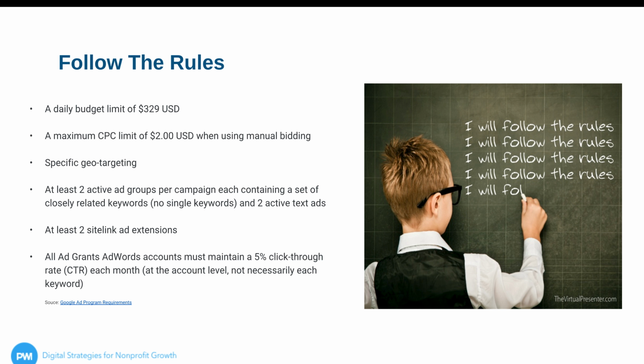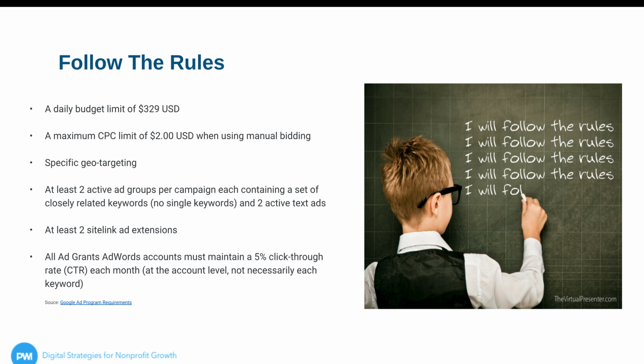With this Google Grant program, there are limits, and a maximum cost per click limit of $2 per click when you use manual bidding. What this means is that for the keywords you tell Google you want to show your ad to, you only get to bid $2. The next rule is specific geo-targeting, and I'll show you how to do this in AdWords, but you must have geo-targeting. You also must have these next few things. You need at least 2 active ad groups per campaign, each containing a set of closely related keywords.